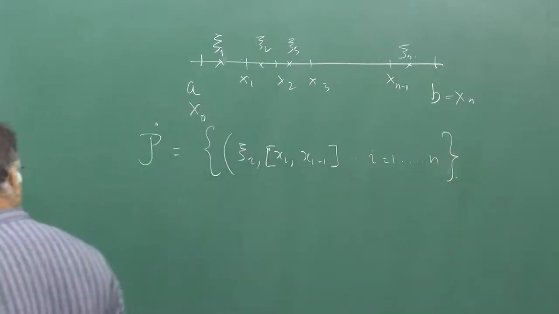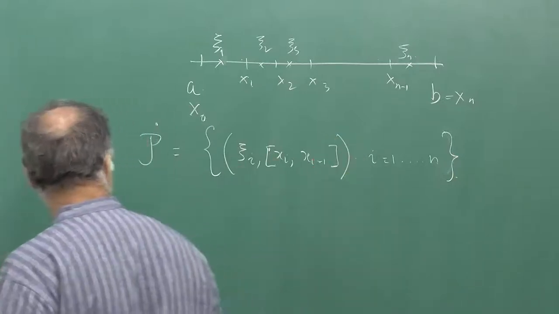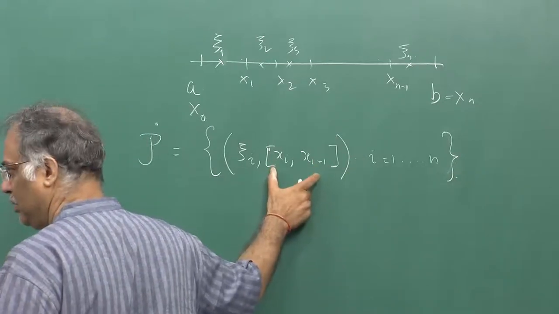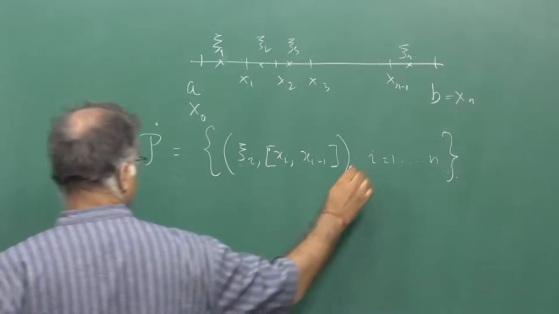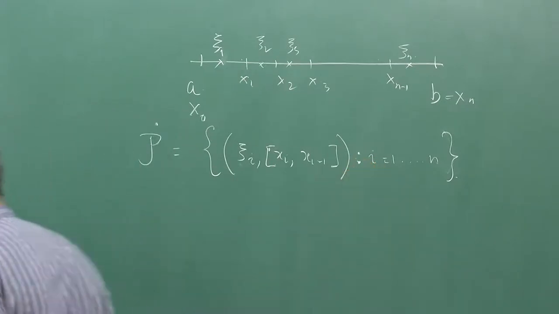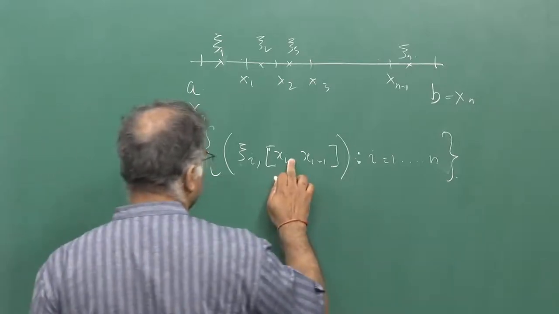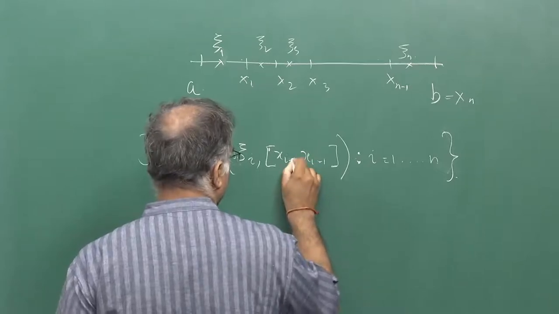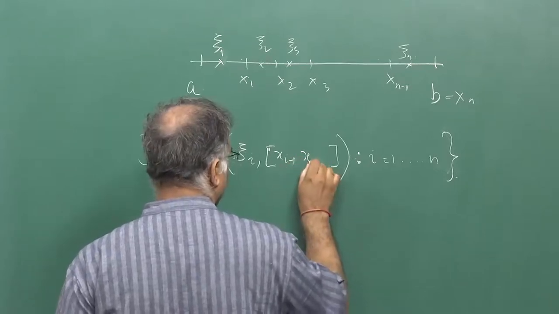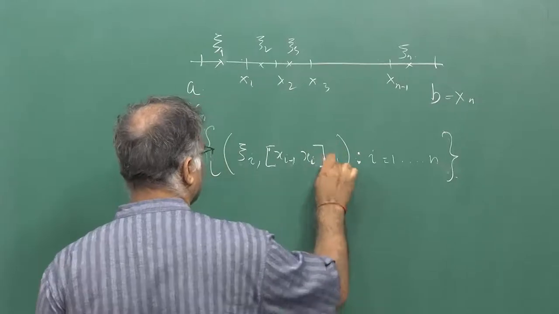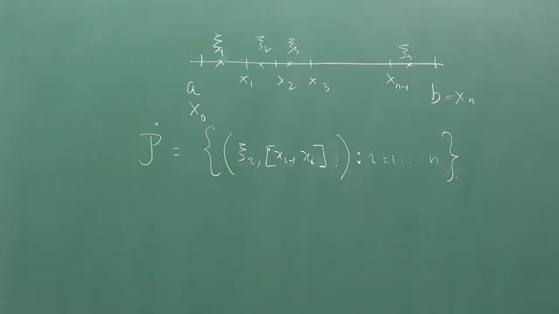This is a tagged partition. So the partition element and the tag. Now what did Riemann do? Sorry, I made a mistake. You are pointing x is xi minus 1 xi, right. So this is a partition, this is a tagged partition. So P dot is the sign which many people use and he is also using, which is standard.